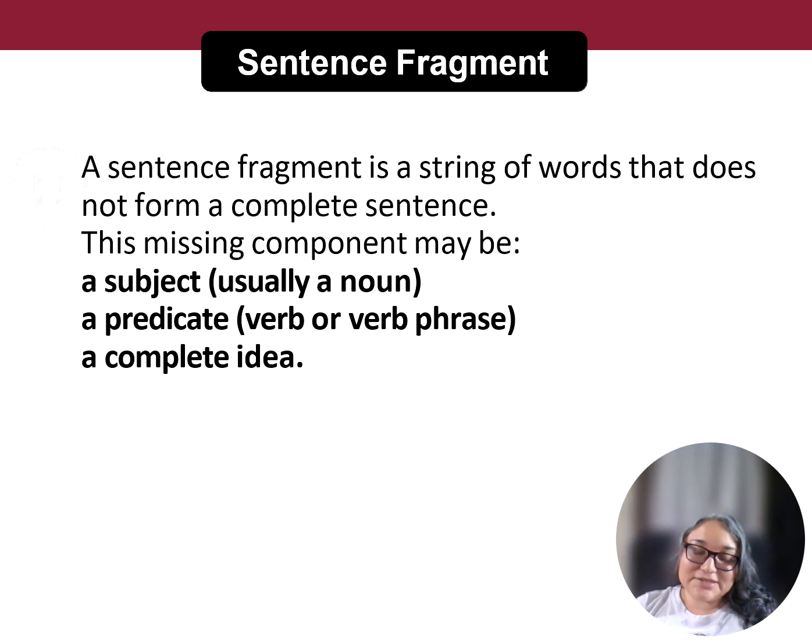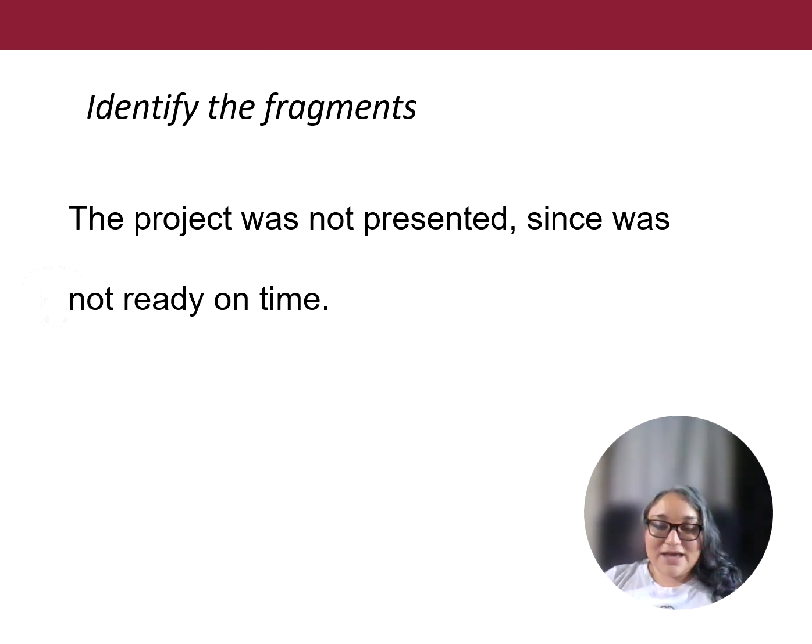Whether you're using simple sentences, compound sentences, or complex sentences, one of the most common mistakes that we can make is that we can have sentence fragments instead of full sentences. This happens when something is missing in the sentence. It might be the subject, the predicate, or that the sentence does not express a complete idea. If we analyze the following example, we are going to realize that there is a sentence fragment in this example.